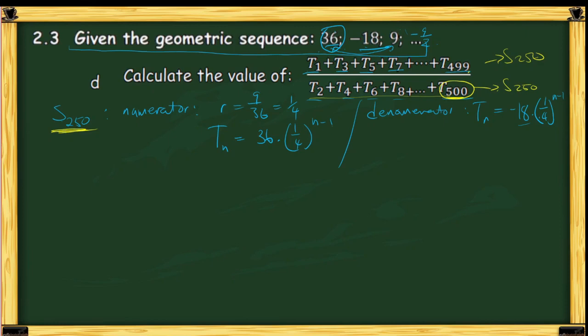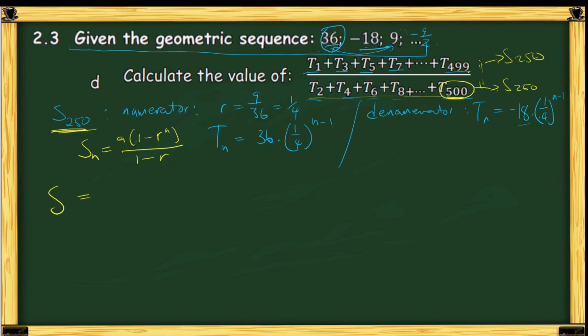So the formula in question required for the top and bottom is as follows. The sum to n terms, we have a, and then we have 1 minus r to the power n, all over 1 minus r. We're going to use that for both the bottom and the top.